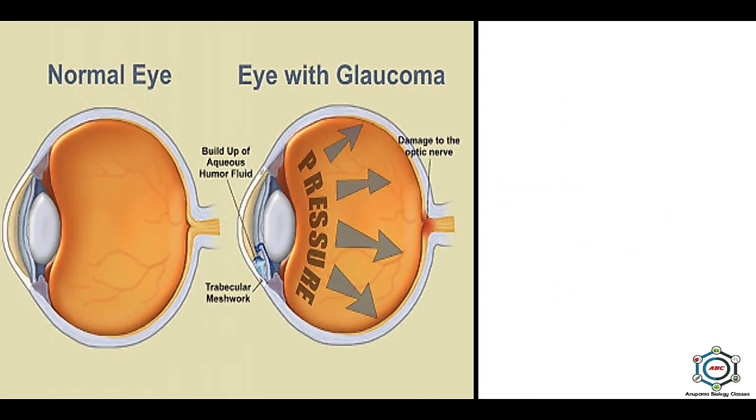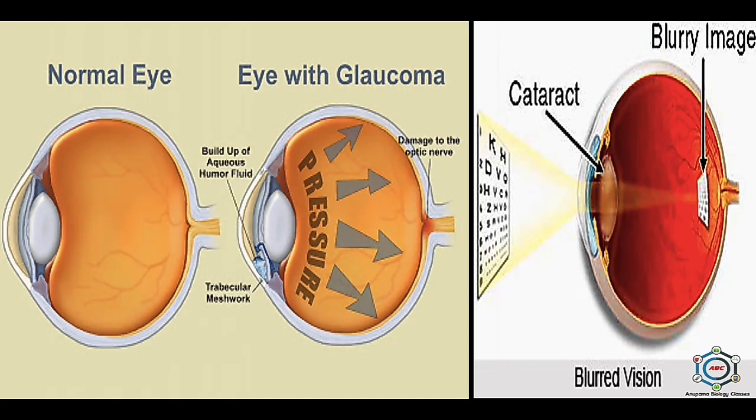After that, the third, that is the glaucoma. It is the overproduction of the vitreous humor, which increases pressure in the eye and crushes the delicate cells of the retina, causing blindness. You can see in the picture.